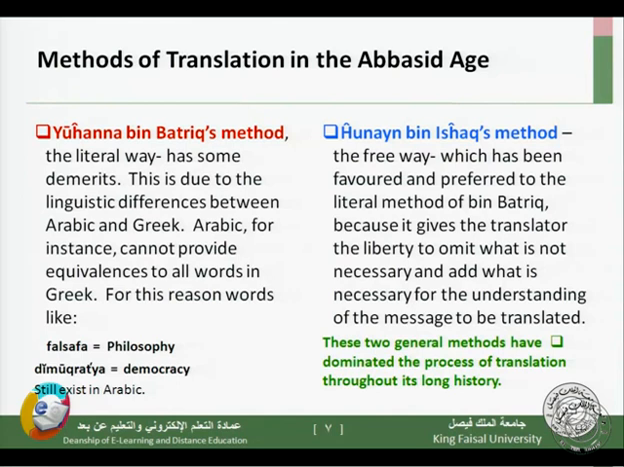Now these two methods have dominated the process of translation, to be honest, throughout history, whether in the Western world or in the Arab world. It started with the literal method, and then a free method, and there are some other methods, of course, that must have developed from these two main methods.